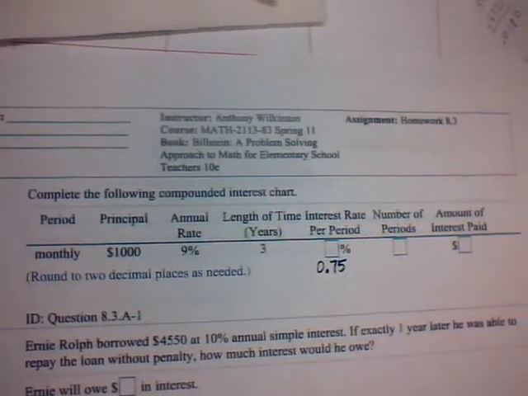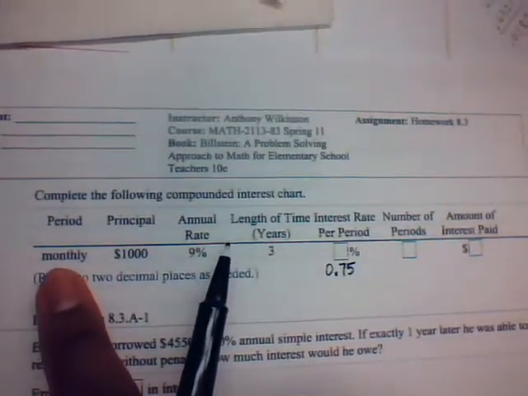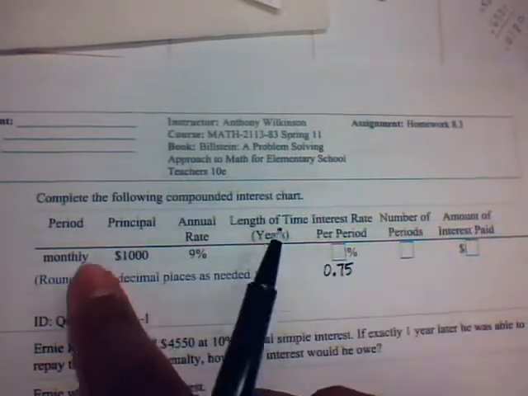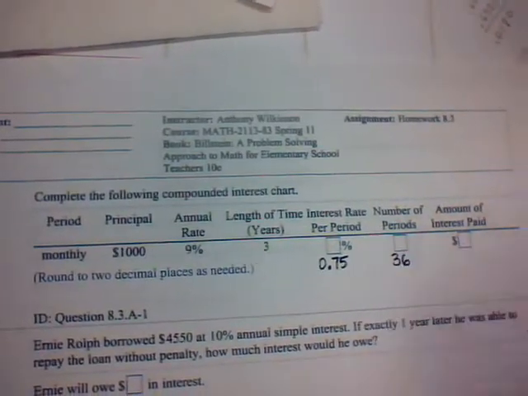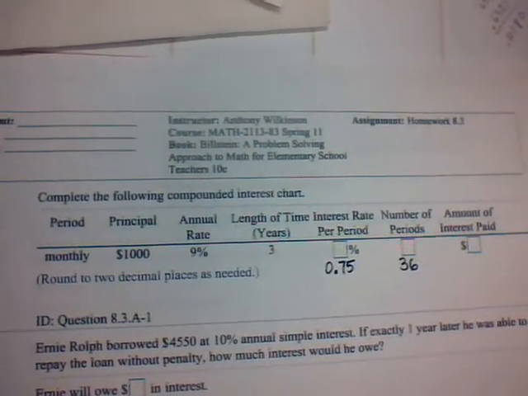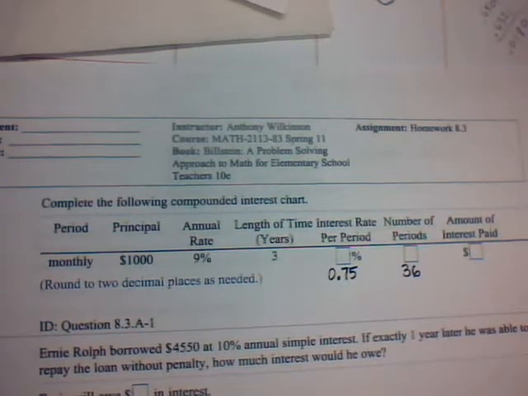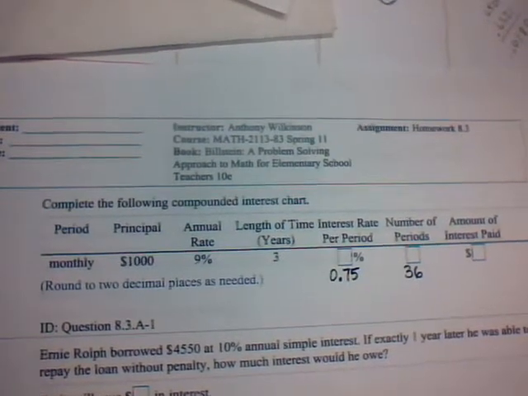Now the number of periods, well, there are 12 compoundings in a year because it's compounded monthly, and we're dealing with 3 years. So multiply 3 times 12, which is 36. So the number of periods that we're looking at is 36 periods. Now let's find out the amount of interest paid.